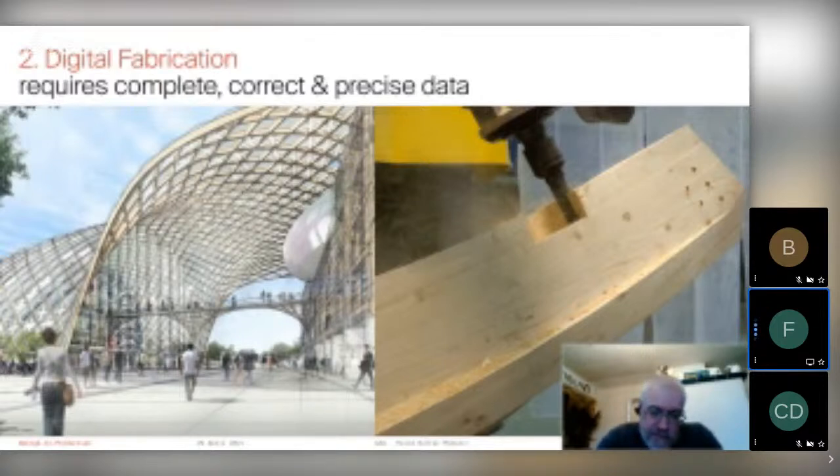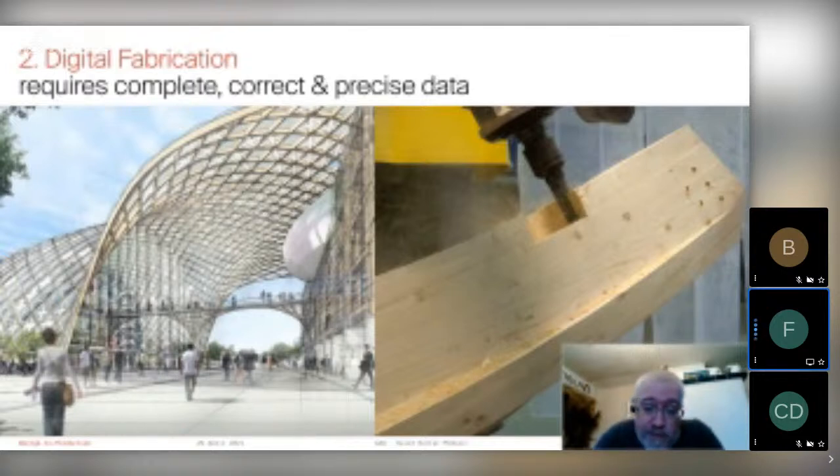And now the question is, how do you get from a schematic design, an early sketch model, to a crisp, sharp, correct, and precise fabrication model at the end of the process in one go? Because this is a bit the promise of building information modeling. You set up a model and then you send it over to the fabricator. Right?